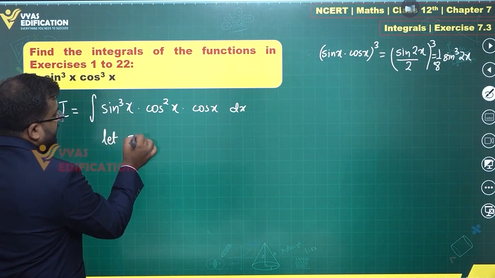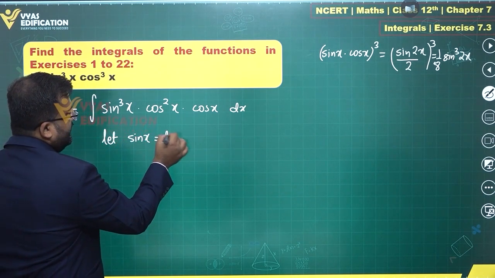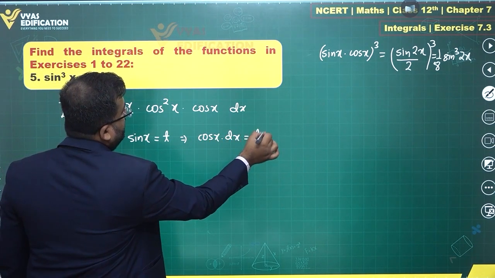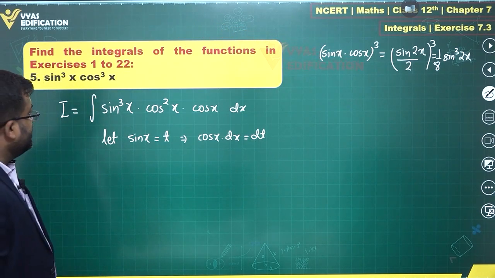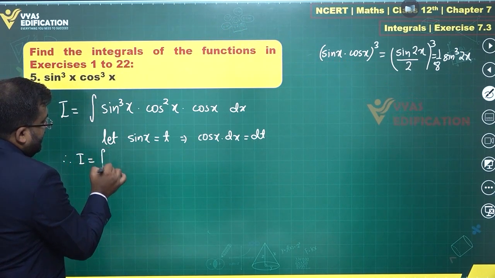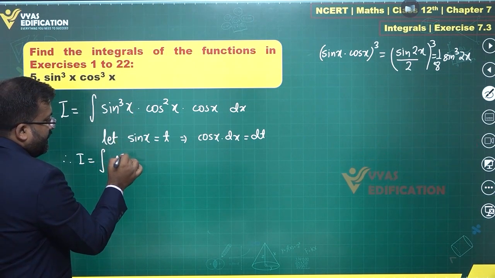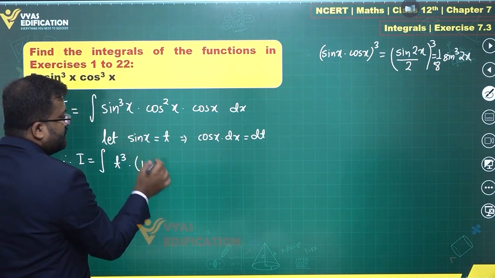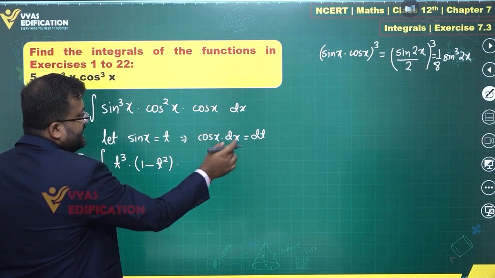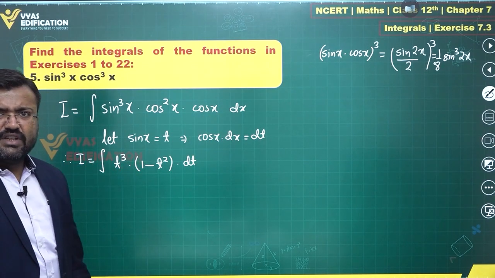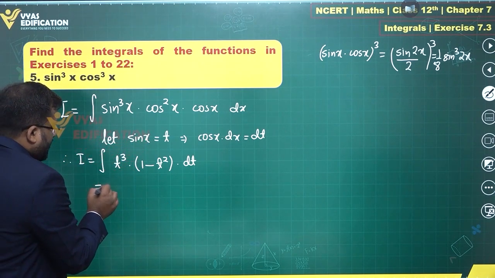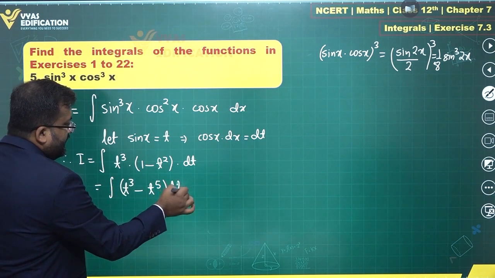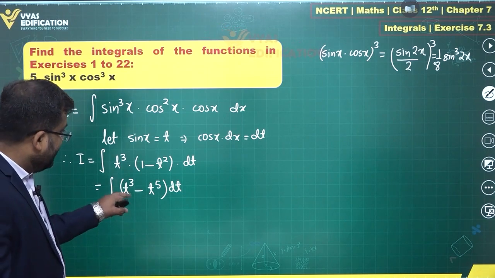So let sin x equals t. That tells me that cos x dx will be equal to dt. Now with the help of this substitution, I equals integral of sin cube x, which is t power 3. Cos square x is nothing but 1 minus sin square x, so 1 minus t square, and cos x dx will be dt. This can further be simplified as t power 3 minus t power 5 times dt. And this integral is pretty simple now.